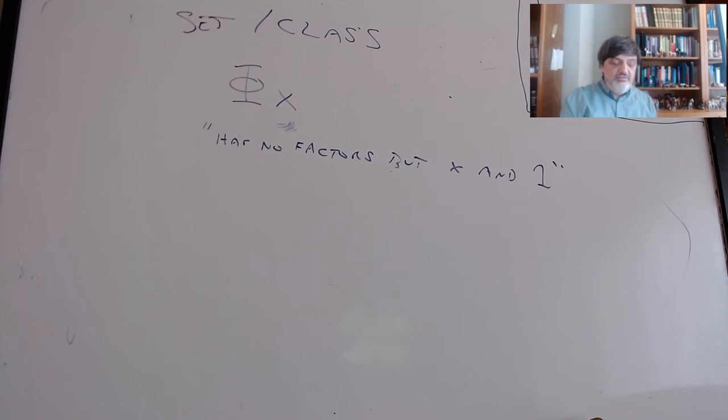So phi 2 means 2 has no factors but 2 and 1. That's true, right? 2 is prime. Phi 4 means 4 has no factors but 4 and 1. That's false. 4 also has 2 as a factor, right? So 4 is not prime. So this propositional function, sorry, I'm getting ahead of myself. This description eats an object and spits out a truth value, true or false. So you can think of this description as a function from objects to truth values.